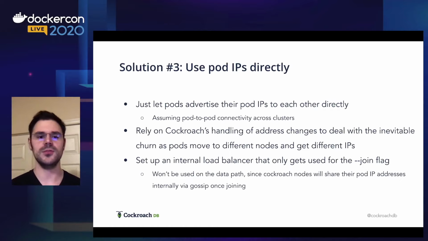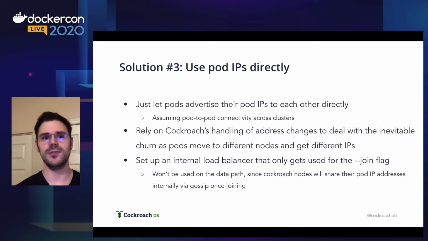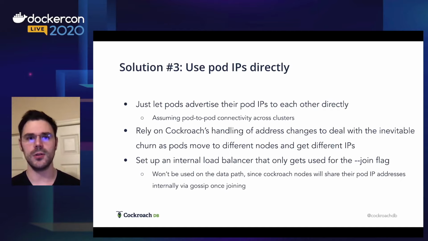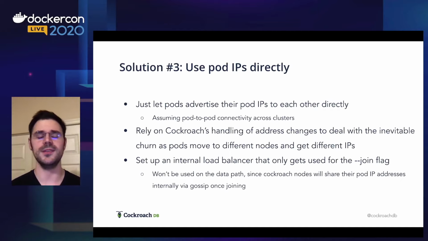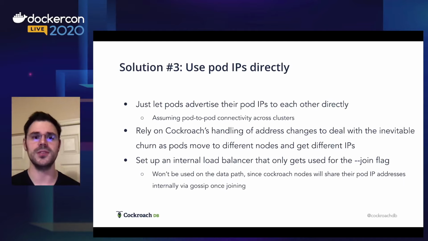And finally, to actually get our pods kind of bootstrapped together, we're going to be creating an internal load balancer and using that as our join flag. This is just going to start the initial connectivity of our cluster, and it won't be used on the data path, as CockroachDB has a gossip protocol that is going to be sharing the IPs of the various nodes in the cluster.